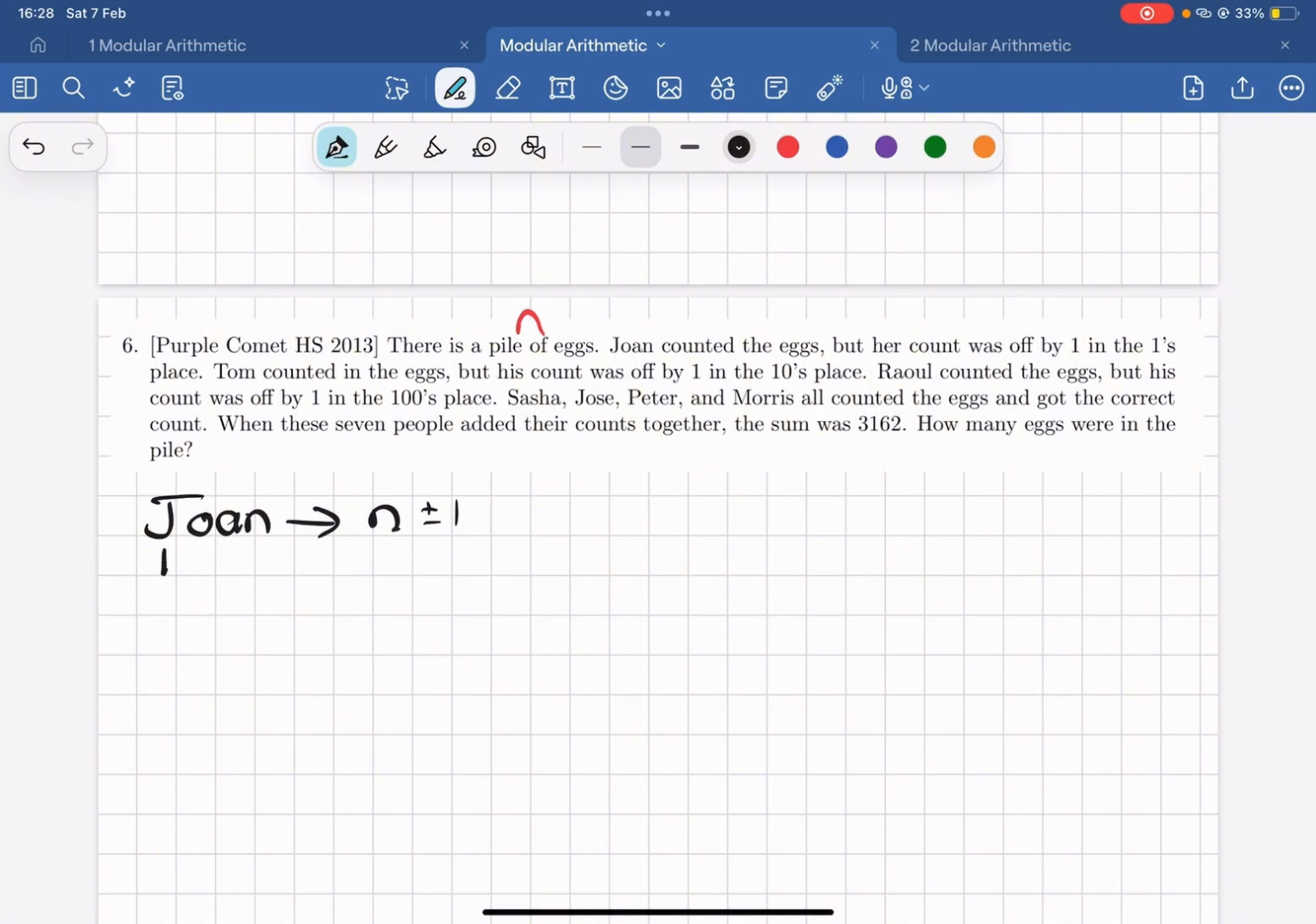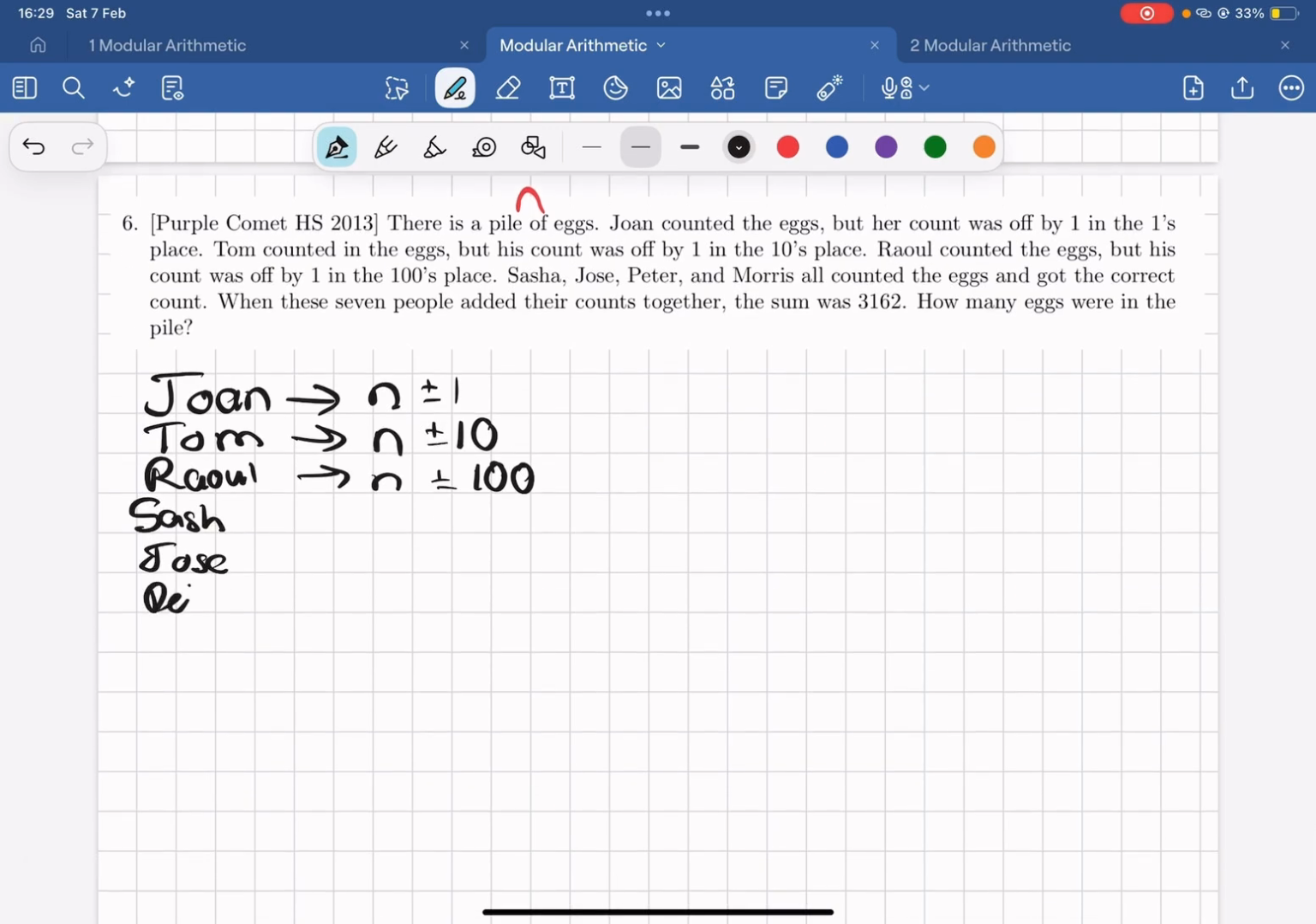Now Tom, on the other hand, his count was off by 1 in the tens place. We have N plus or minus 10. And then you can expect for Raul, his count was off by 100. So that's N plus or minus 100. And the other 4, Sasha, Jose, Peter, and Morris, they were all spot on. So we can say N.